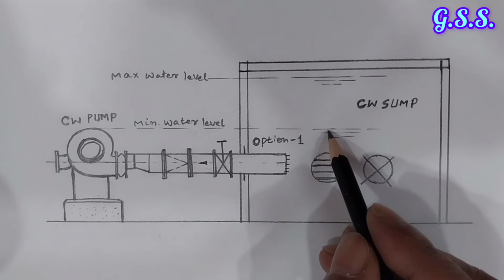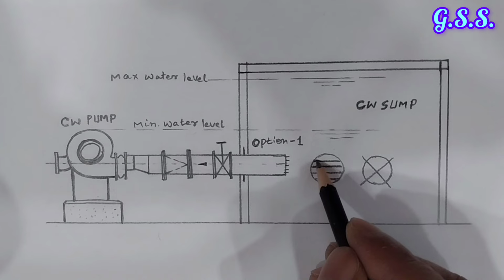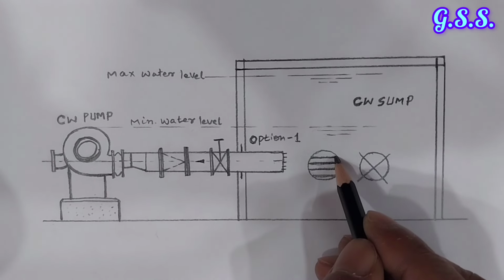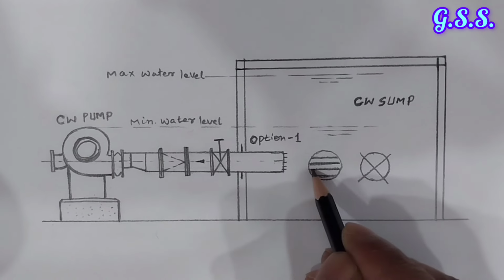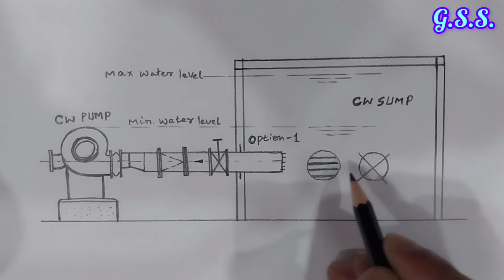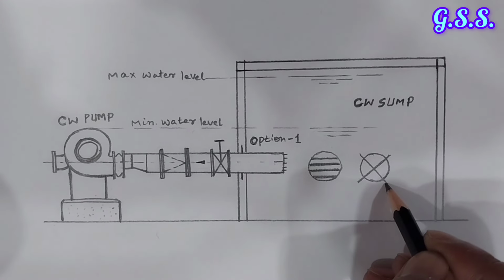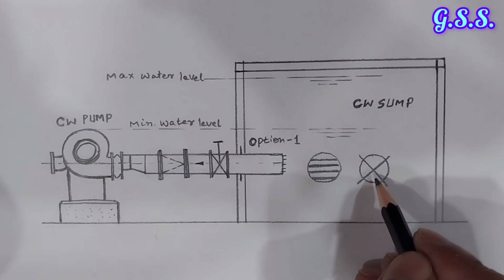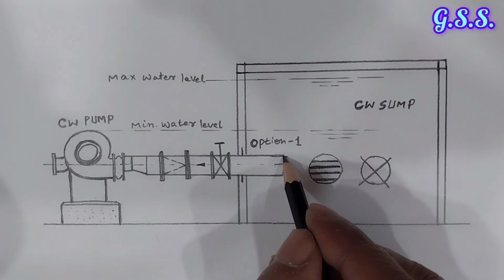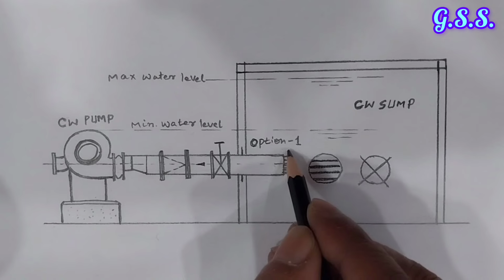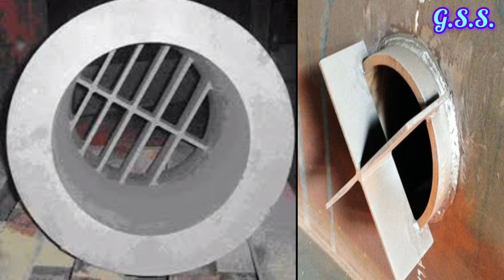So if any vortex formation is there, we can provide this type of horizontal vortex breaker of 50 wide by 8 mm thick or 10 mm thick plate like this, or this type of cross vortex breaker like this, so that this will arrest vortex formation, and these flats are welded here like this. This is option 1 puddle. You can see a picture of the horizontal vortex breaker and cross vortex breaker.